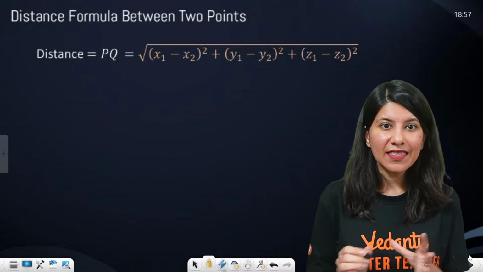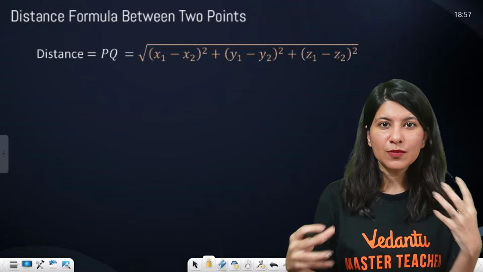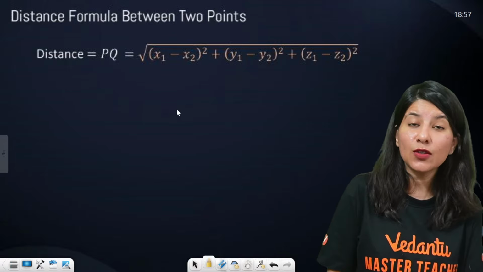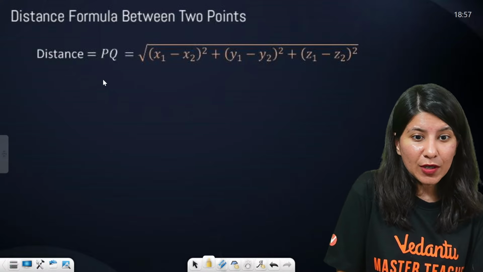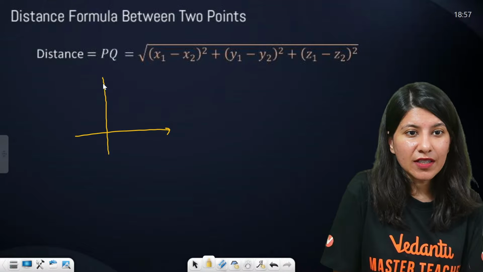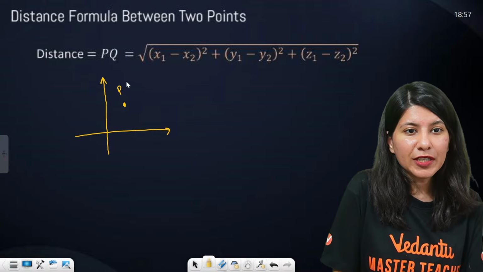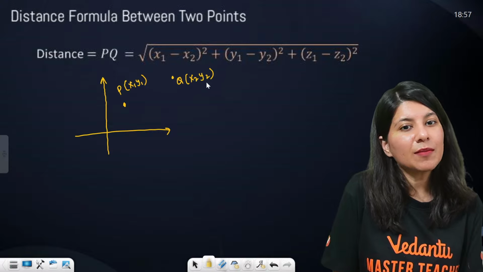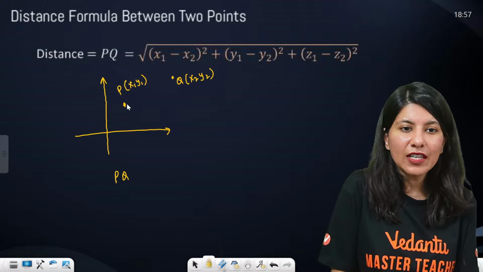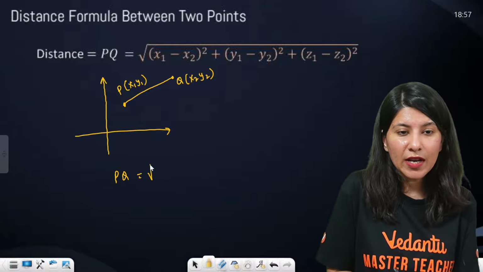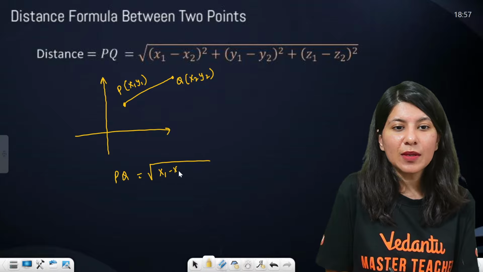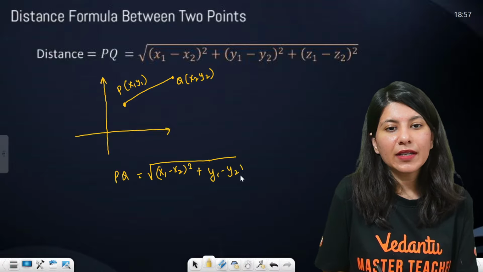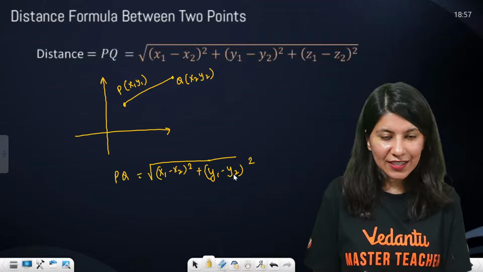So if you talk about coordinate geometry, we have seen the distance between 2 points, right? There is a point P(x1, y1), and a point Q(x2, y2). Can anybody tell me what the distance is? Very obvious that the distance PQ will be equal to the square root of (x1 minus x2) square plus (y1 minus y2) whole square. Correct? So this is PQ.